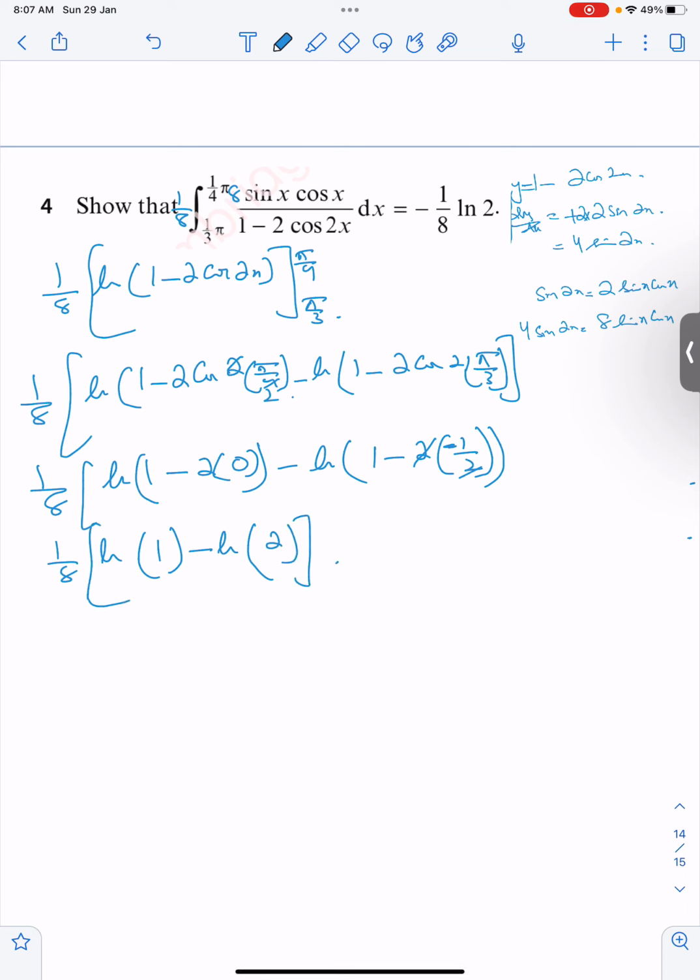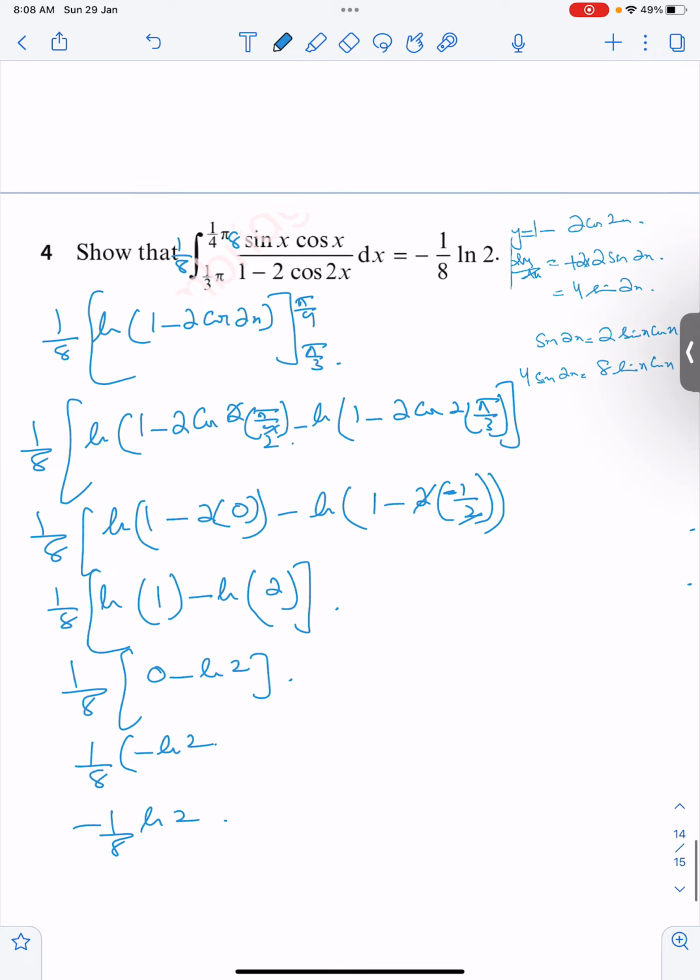We know ln 1 is 0. So 1 upon 8, 0 minus ln 2. It's 1 upon 8 times negative ln 2. So it will become minus 1 upon 8 times ln 2. Okay, this brings us to the end of this.